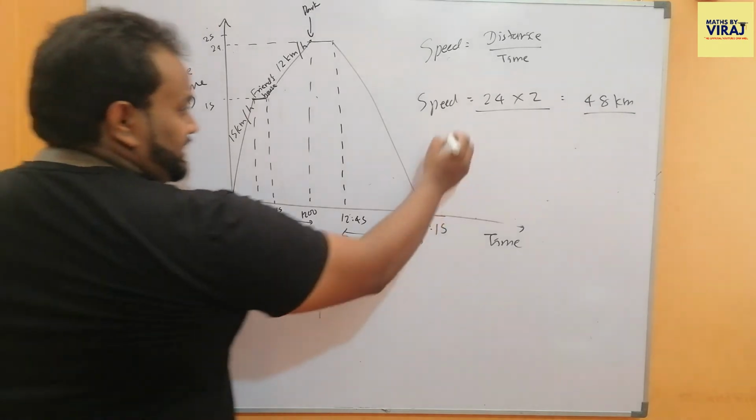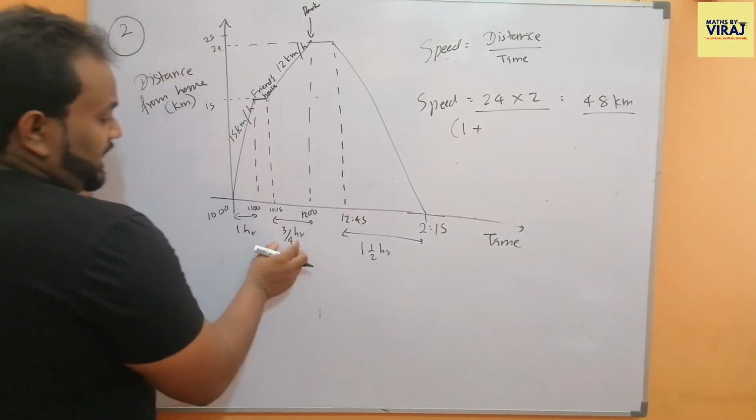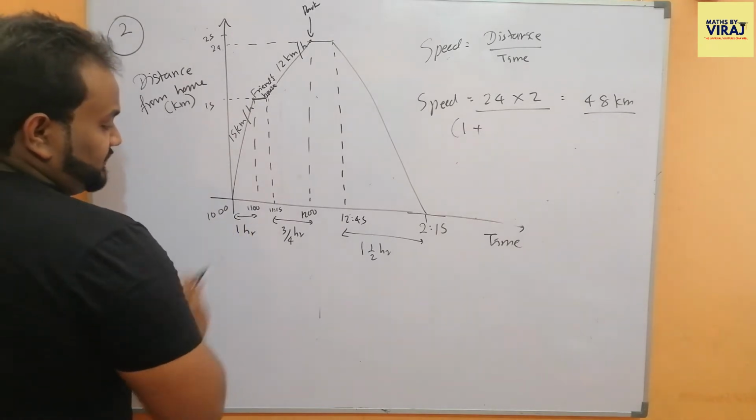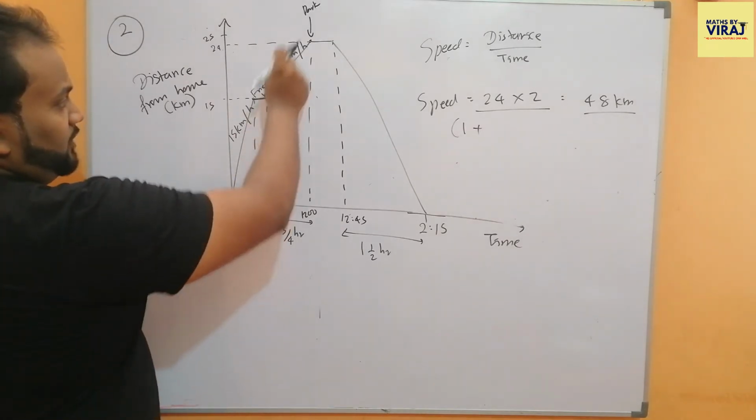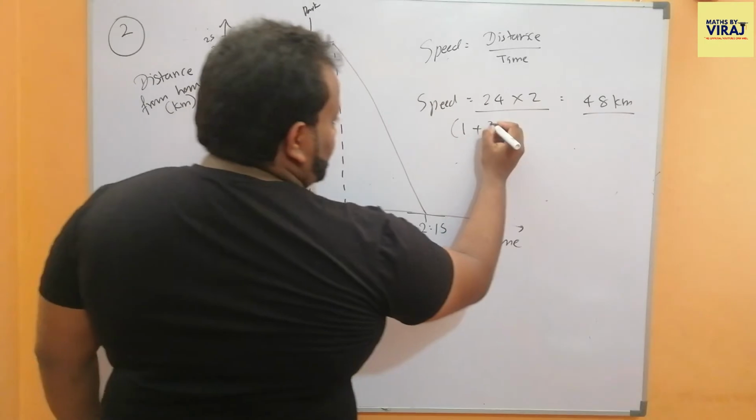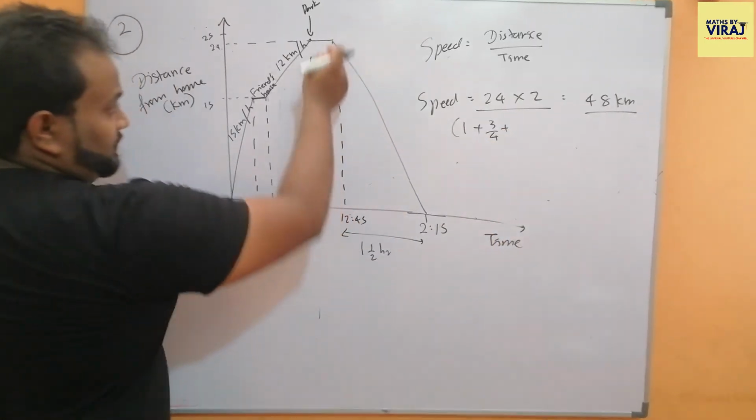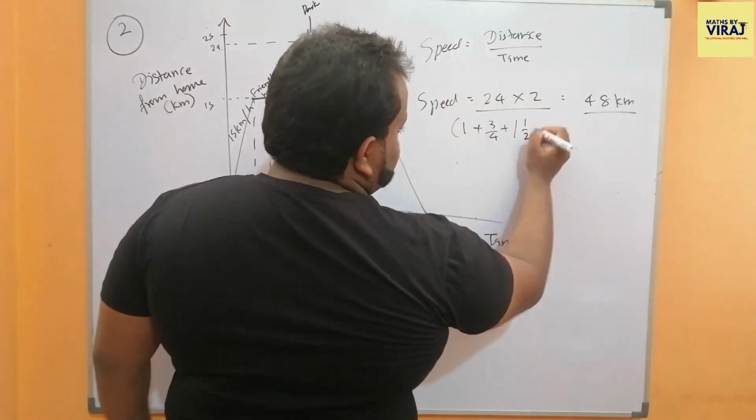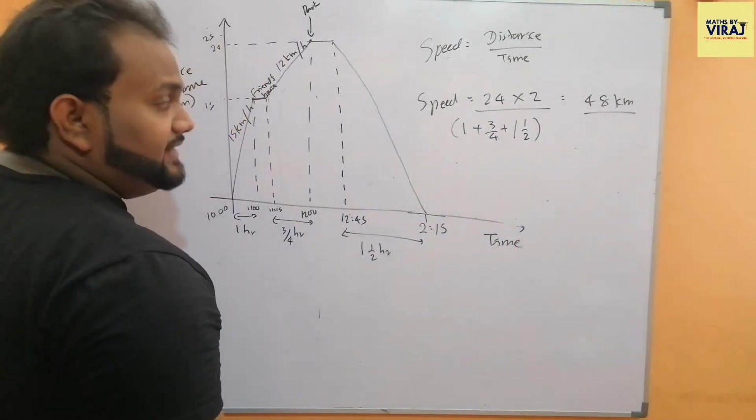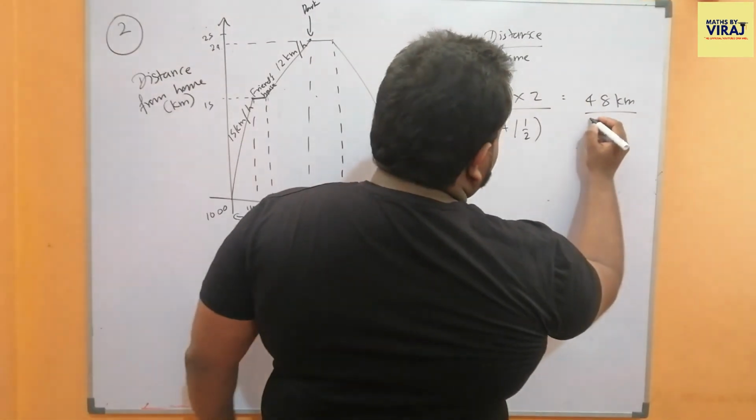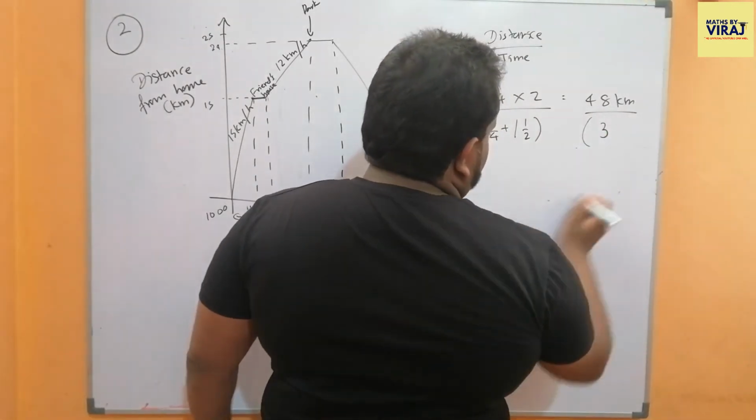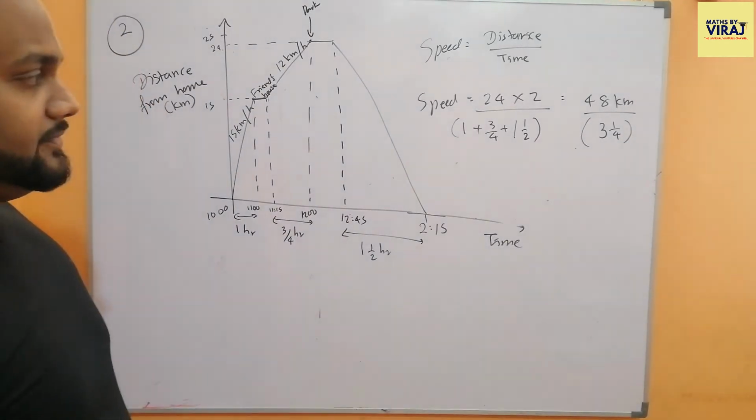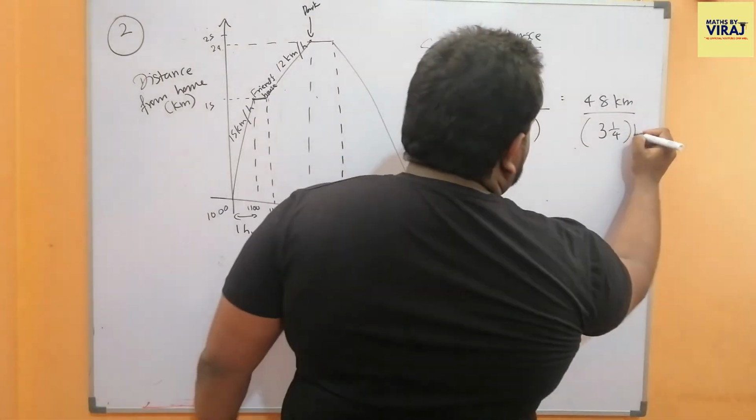Here you have 1 hour, that is from her home to her friend's home, it's 1 hour. And from her friend's home to the park, 3/4 of an hour. And from the park back to her house, it is 1.5 hours. Which gives us the answer of 3 and 1/4 hours. This is in hours.